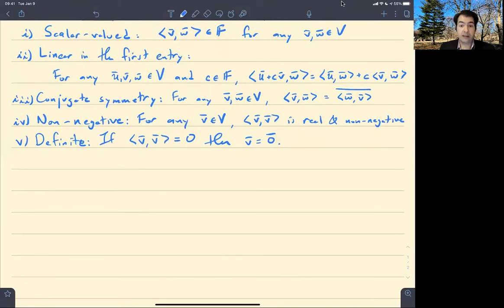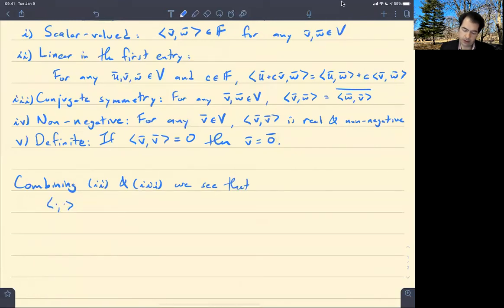The second property talks about being linear in the first entry. So you could ask, well, what happens with the second entry? Well, that's determined by properties 2 and 3. So combining properties 2 and 3, we see that the inner product is almost linear in its second entry.